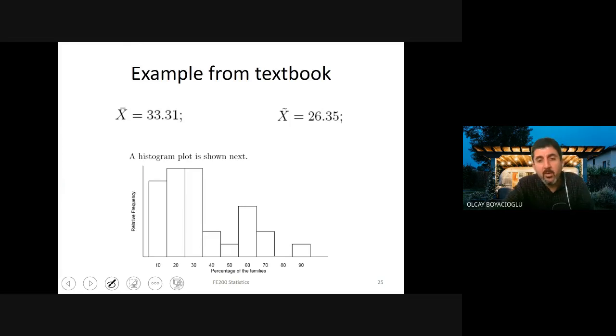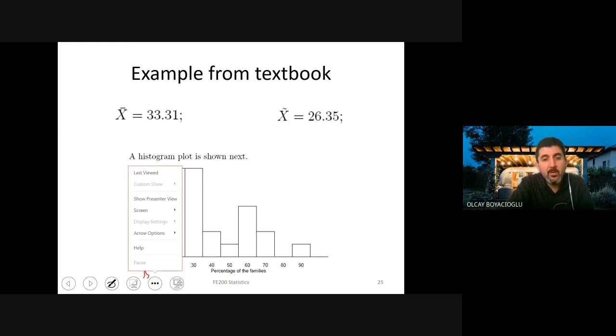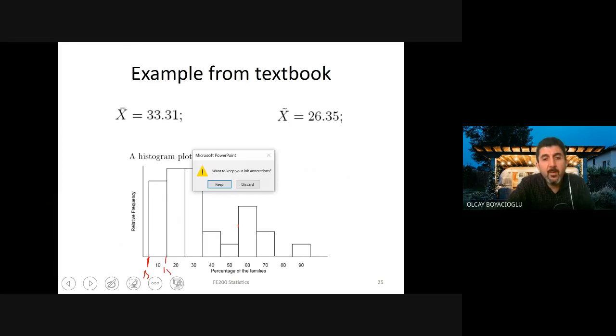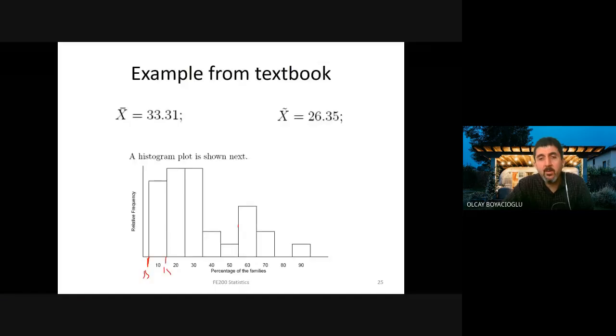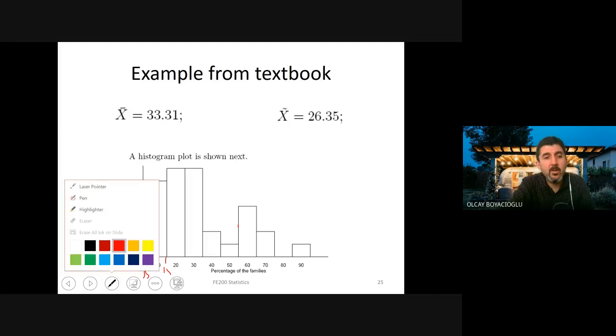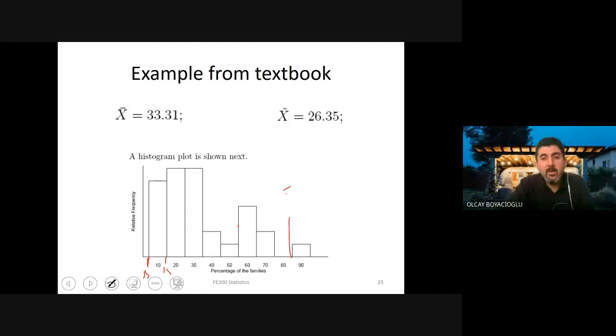Here, they started from 5, and here is 15. Let's check it out here. And here, this means, I need to get the pen again. So here they took 85, and here they took 95. And here this area is 75. So they started with 5 and kept going 10 units at a time.